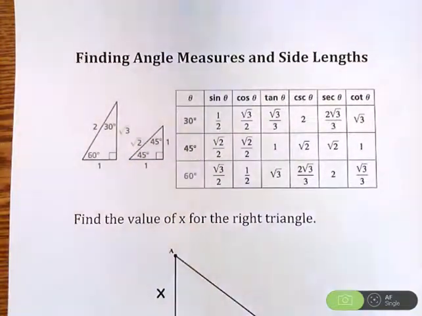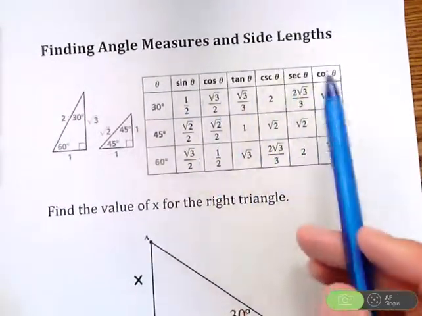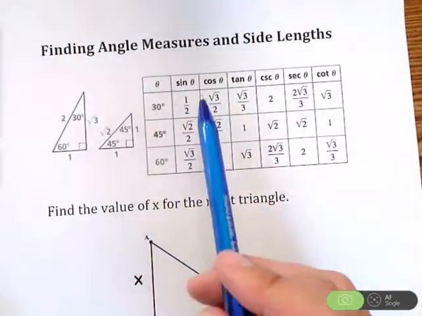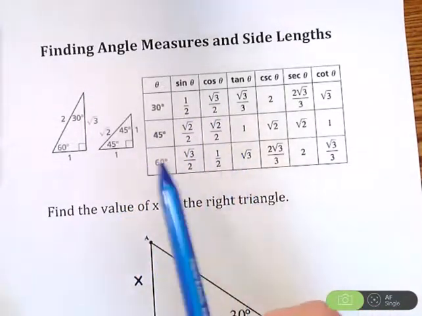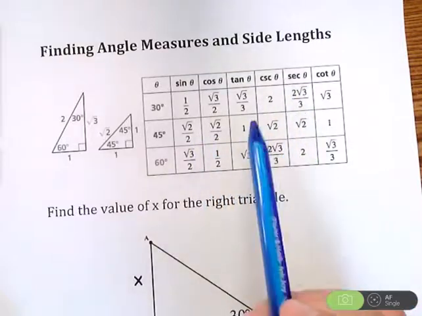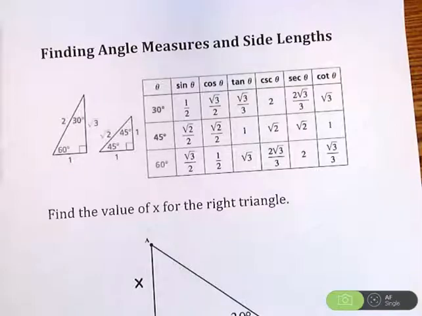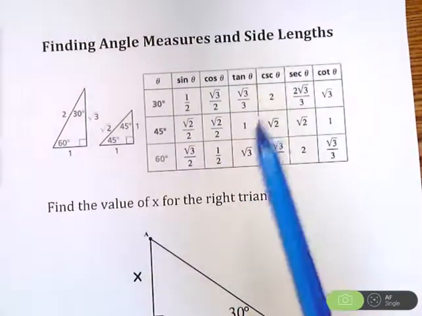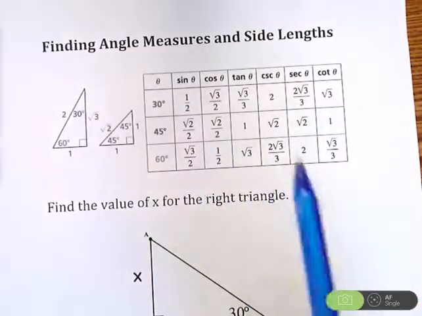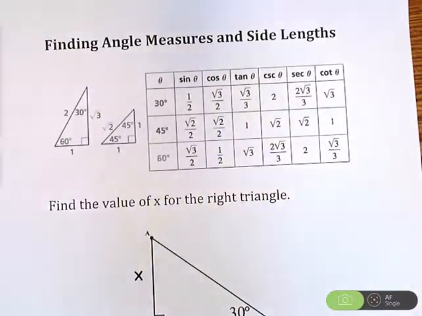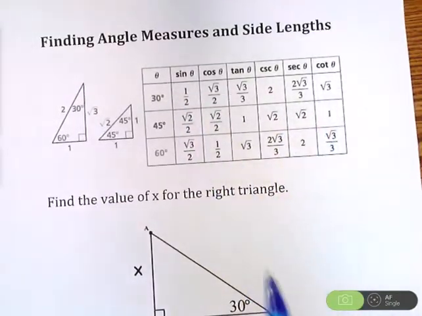And what we did in class is we filled in this table, which has all 6 trig functions for a 30-degree angle, a 45-degree angle, and a 60-degree angle. Not only did we figure out all 6, but some of these we simplified or rationalized the denominator, whatever we needed to do. So these are the final answers that we arrived at for this table. Now we're going to use this to answer a few questions.